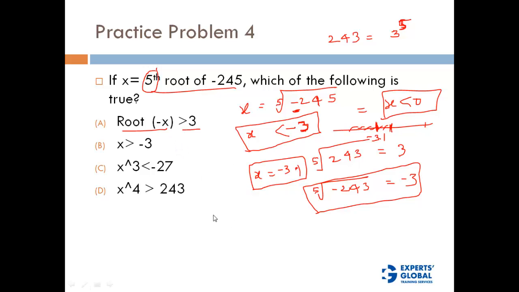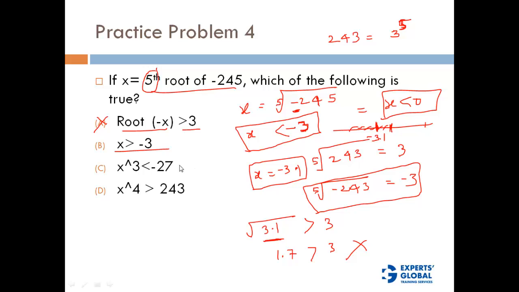So root of minus x is going to be under root of 3.1, whether that is greater than 3. We know that root of 3 is 1.7, so this is going to be somewhere close to 1.7, and 1.7 is not greater than 3. So this cannot be true.